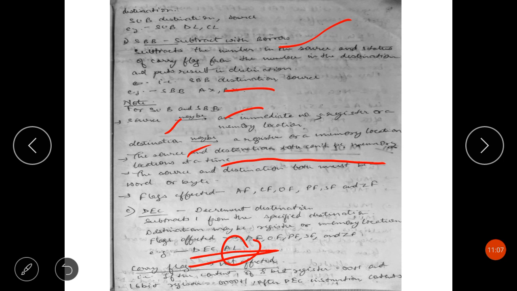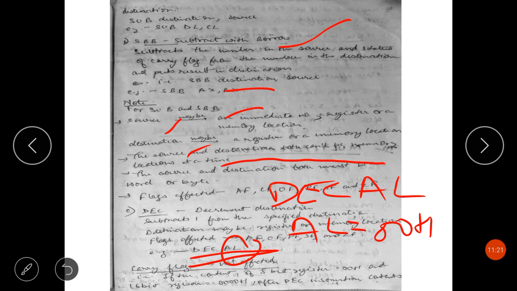Let me give you an example of how the carry flag is not getting affected. If the instruction is DEC AL, and the content of AL is 00H, means the lowest 8-bit number, and this instruction is performed, then due to decrementing, the AL content will become FFH, means it will work in a cycle without affecting the carry flag. Similarly for a 16-bit operand also.